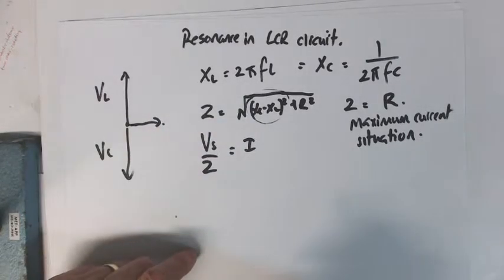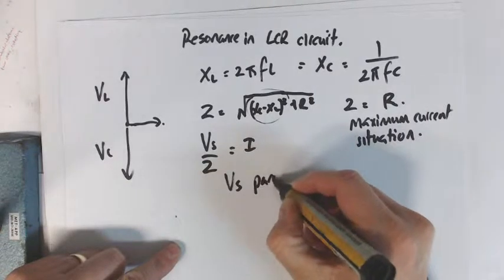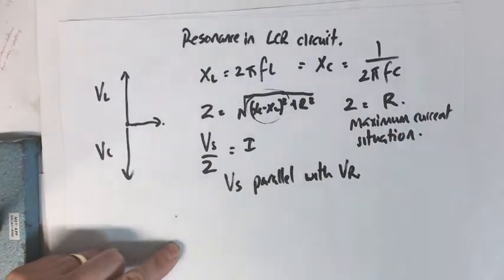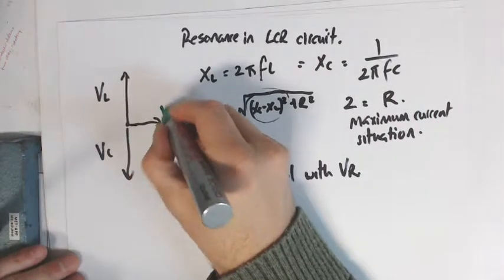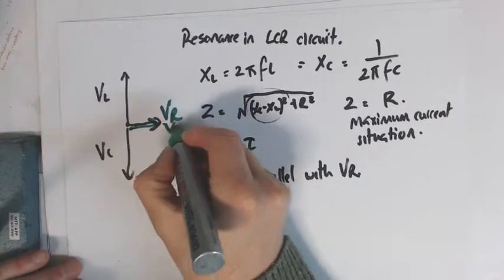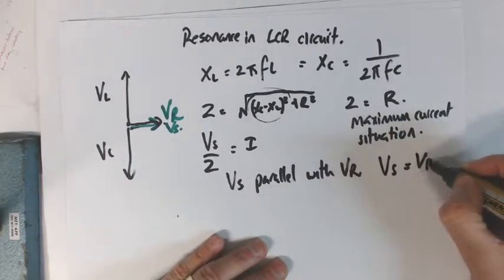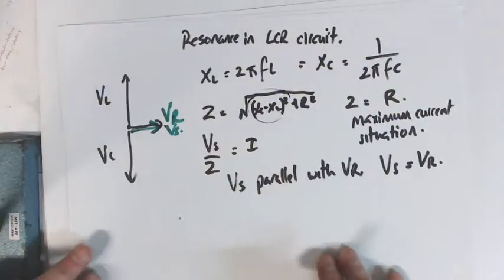Also, when these cancel out, Vs will be parallel with VR, which is here. So our VR is that, and our VS is that, and they are actually the same value, and VS equals VR. So this is called resonance, and to get that we need these two to be equal.